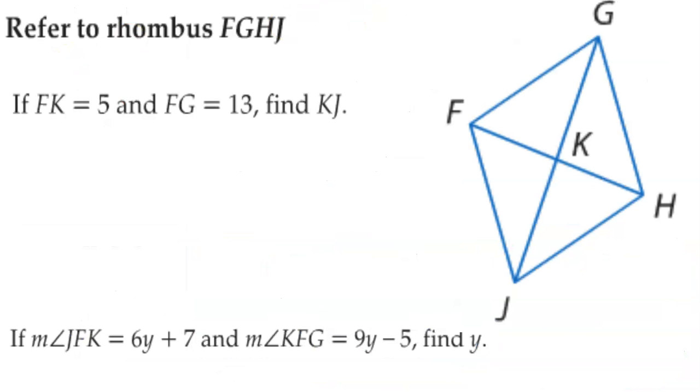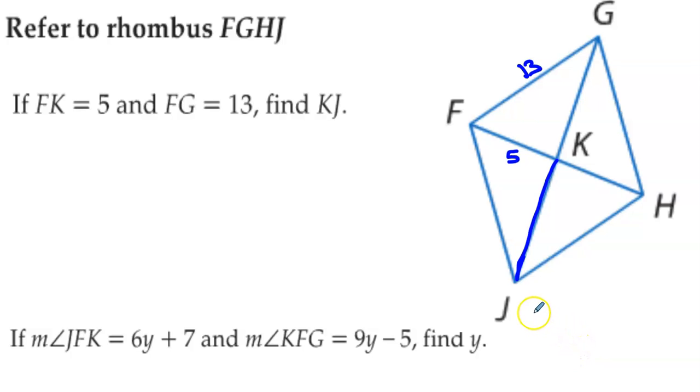So let's look at a couple examples. And it wouldn't be geometry class unless they tricked you into doing some simple algebra. So let's go ahead and label this problem. If FK equals 5, so we know that FK is 5, and we also know that FG is 13, we need to find KJ. So where's KJ? Right here. So we need to figure out what this length is.